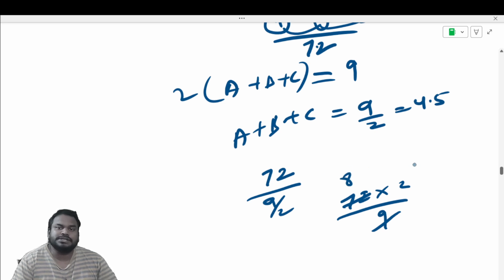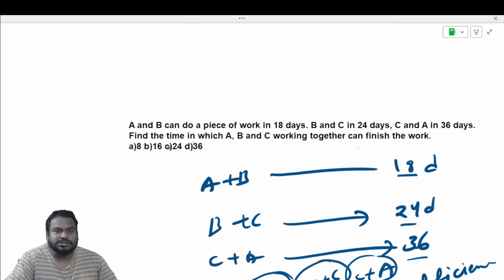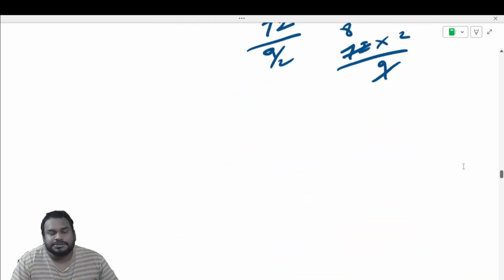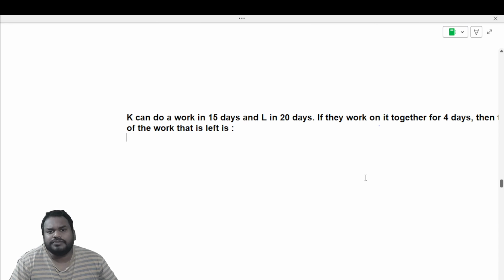8 times. So 8 into 2 is 16. 16 is the answer. So in 16 days they can finish the work when they work together. Next question. K can do a work in 15 days and L in 20 days.